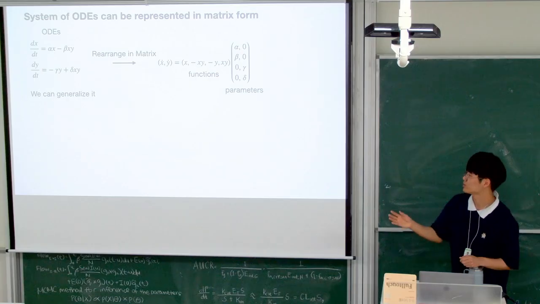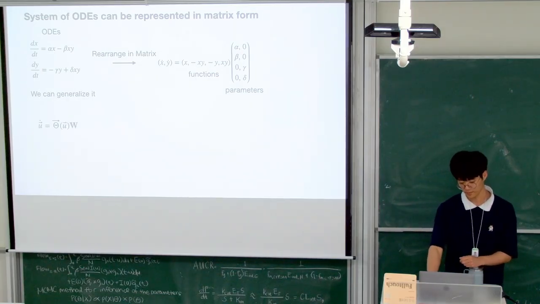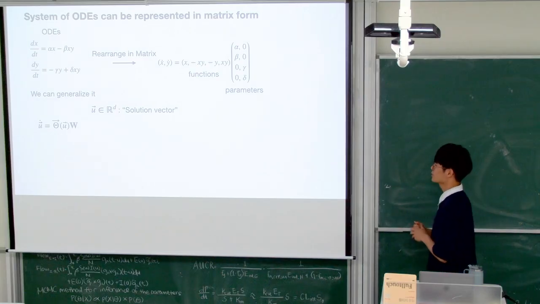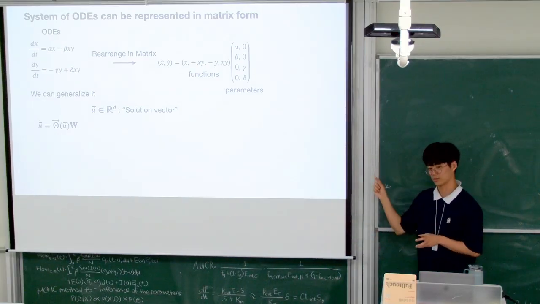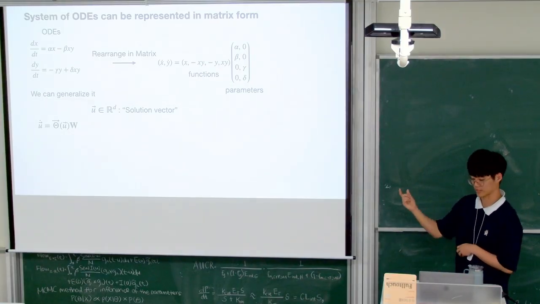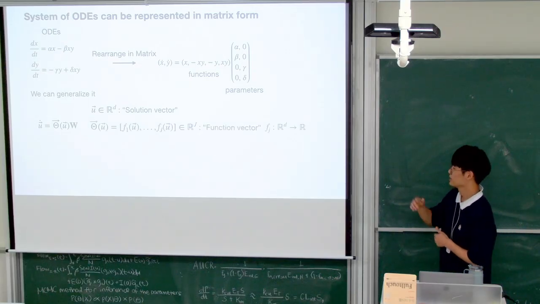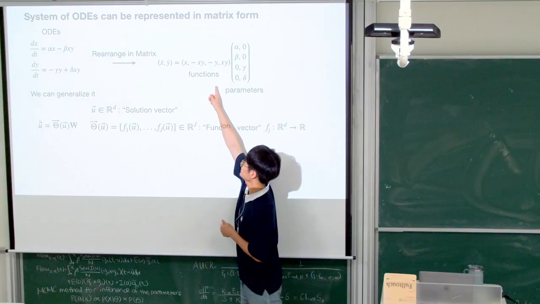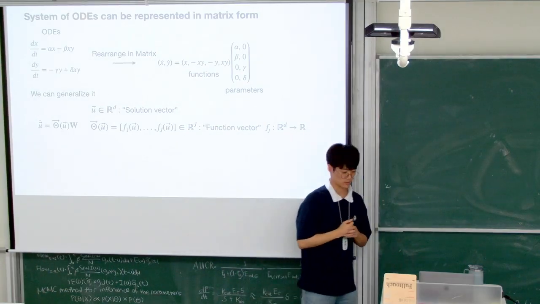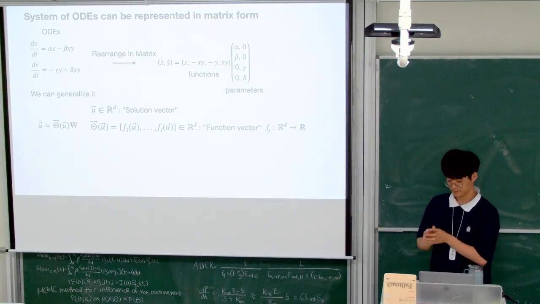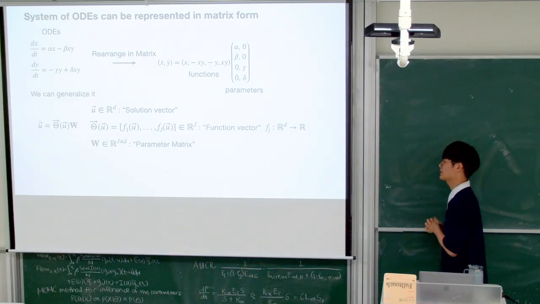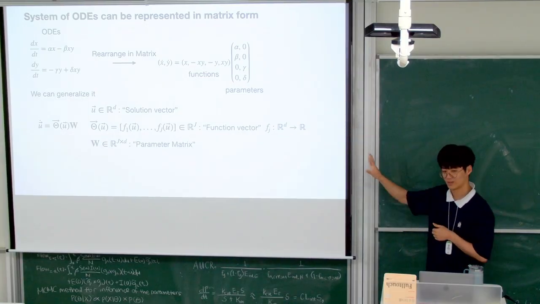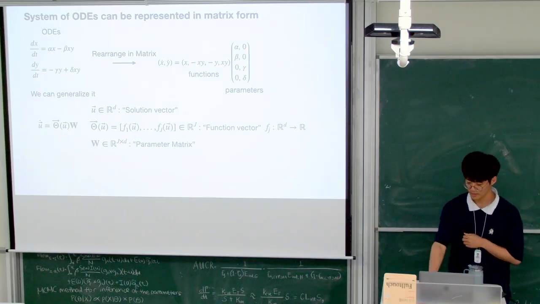Then we would like to generalize it in matrix form, using these notations. On the left, U will be the solution vectors, a d-dimensional vector. And zeta will contain the functions: each function, x, y, xy, is put into this vector. So zeta will be the function vector. And we will write the parameters as the matrix W. This notation will repeatedly appear in this paper.